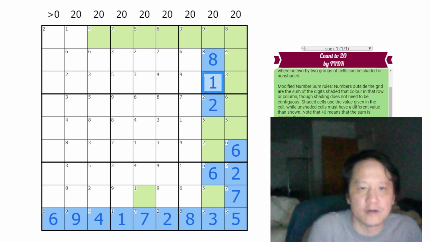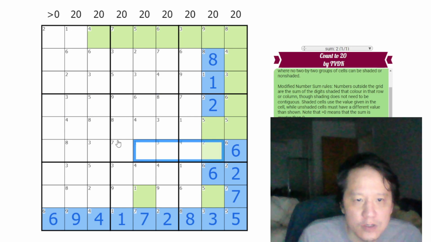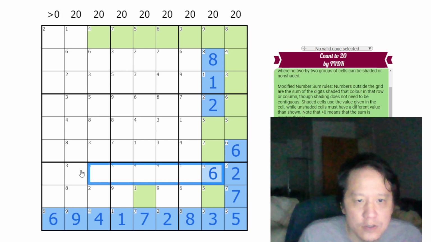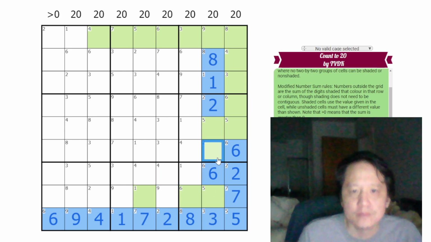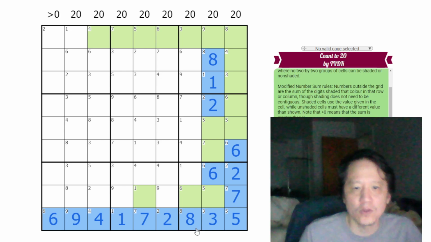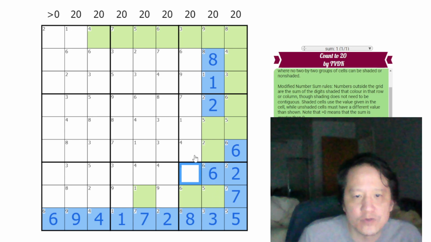So this is 2. This is 6. This is 1, right? There's no 1 available here. There's no 2 here. There's no 6 here. There's no 6 here. Okay. So this one has to go out, and it's specifically unshaded, right? We don't know if that's shaded or not. Okay.